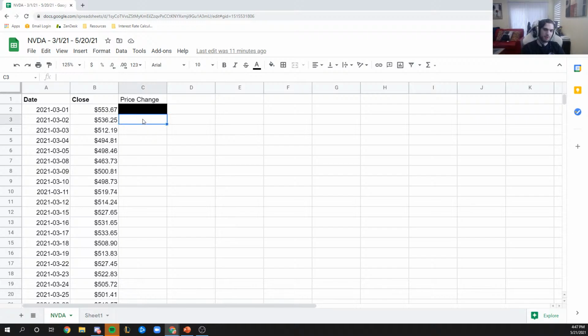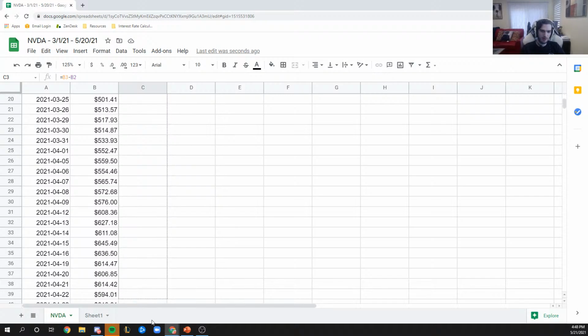Remember what I said. The price change is the new price, which is cell B3, minus the old price, B2. Remember how I said we can't do it for the first day? It's because we need 2 days. We need today and yesterday. So this gives us the dollar difference, where between the 1st of March and the 2nd of March, the price went down by $17.42.